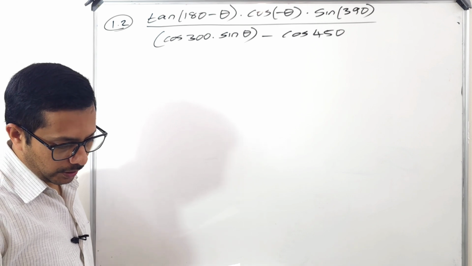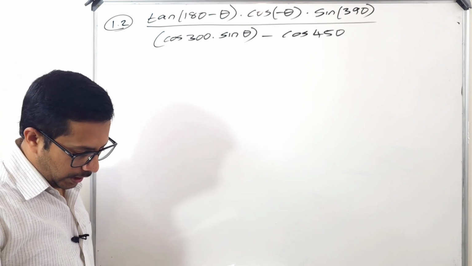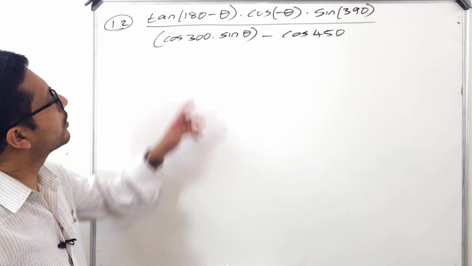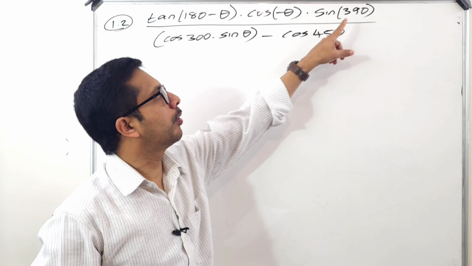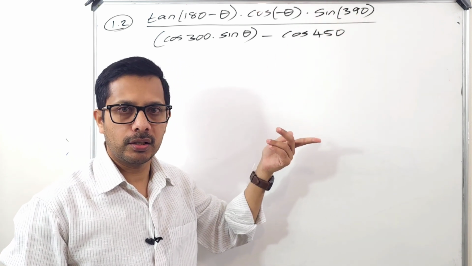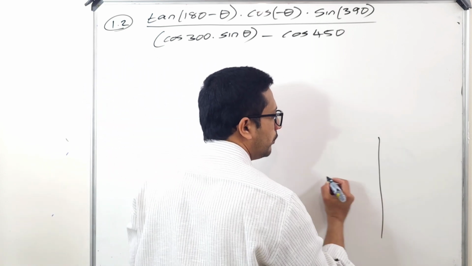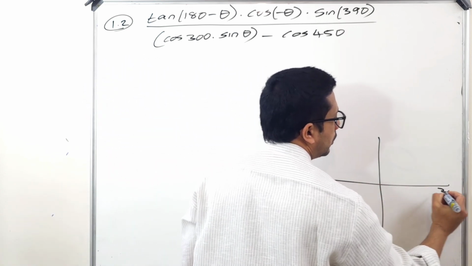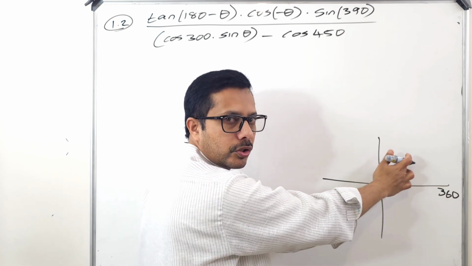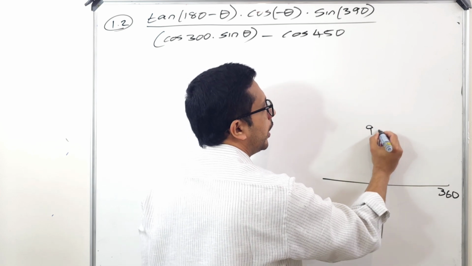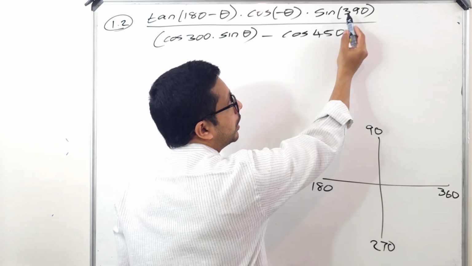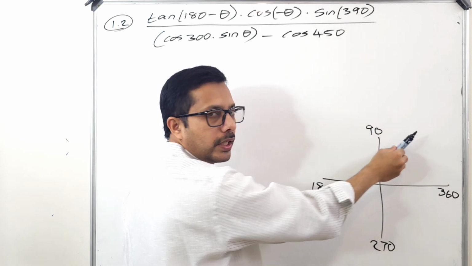So how can we start this one, guys? First let me write this: 180 minus theta, no problem, minus theta, no problem. What is this 390? 390 is 360 plus 30. Am I right? So 390 is in which quadrant? It is 360 plus, so that is the first quadrant. So this is 90, this is 180, this one is 270. So 390, how can we write? 360 plus 30. Am I right?